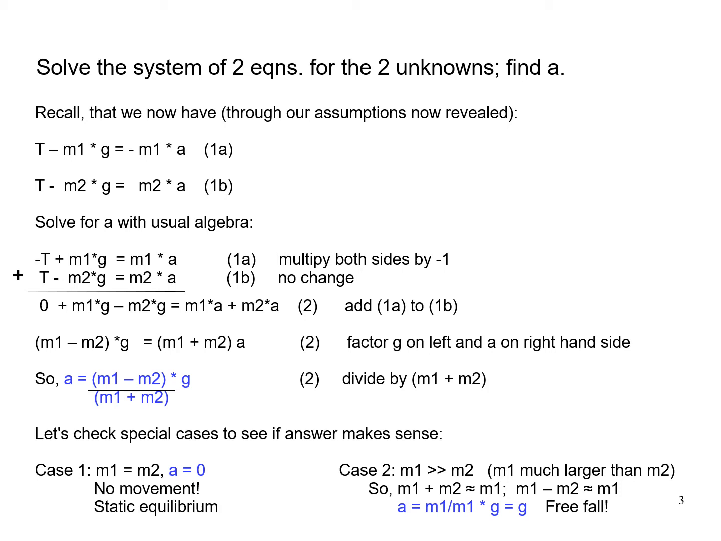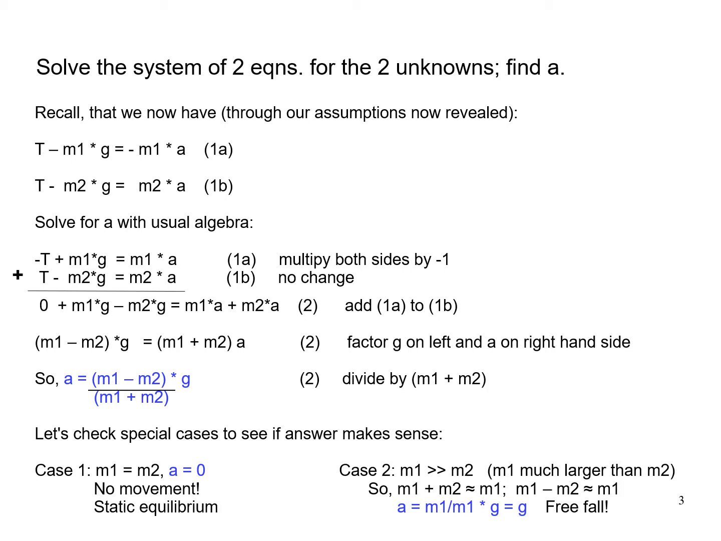Now, does our answer make sense? Well, let's first check the units. The difference of the masses, m1 minus m2, has units kilograms minus kilograms, which is simply kilograms. Similarly, the sum of the masses is kilograms plus kilograms, which is also kilograms. And the ratio of kilograms to kilograms cancels and is unitless. This is good because the constant g already has units of acceleration, which are meters per second squared. So we see that a, our acceleration, has units of acceleration, and this is what we desired.